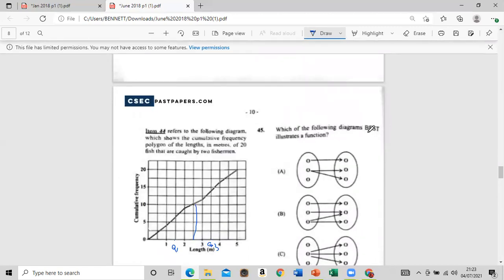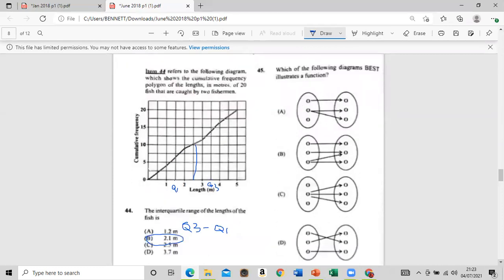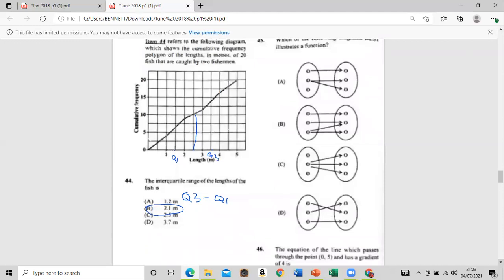Which of the following best illustrates a function? Now, a function is when 1 x goes to 1 y. So make the criteria now: 1 x goes to 1 y. Also 2 x's, 1 x goes to 2 y's. Remember, these are the x and these are the y.